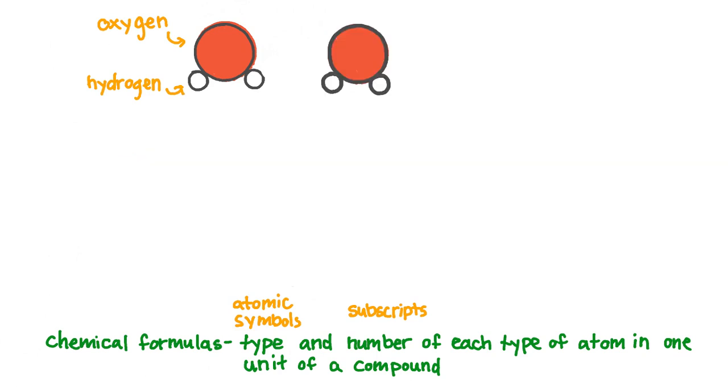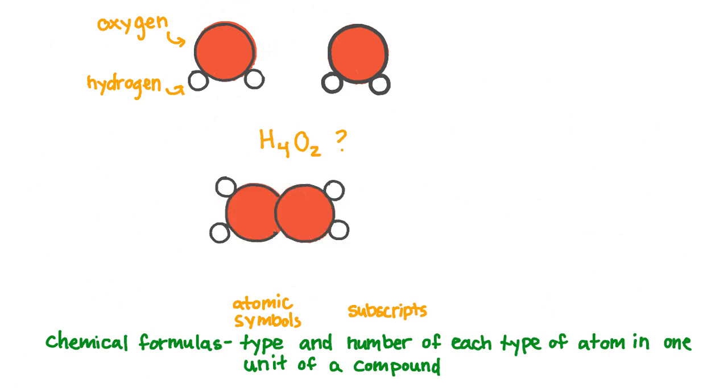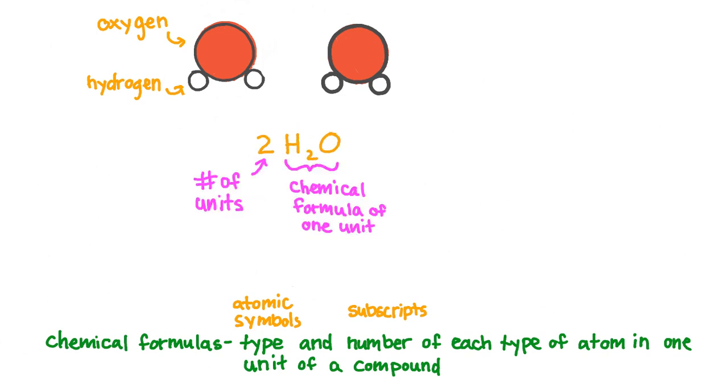Now, what do we do if we have more than 1 molecule of water? What if we have 2? How do we include this in our chemical formula? We could try collectively putting the total number of atoms in our formula, which would give us H4O2. But this could be confusing, since it could indicate a compound that has 4 hydrogen atoms and 2 oxygen atoms. So instead, let's indicate the number of units of a compound that we have in front of the chemical formula. So if we have 2 water molecules, we would write 2H2O.